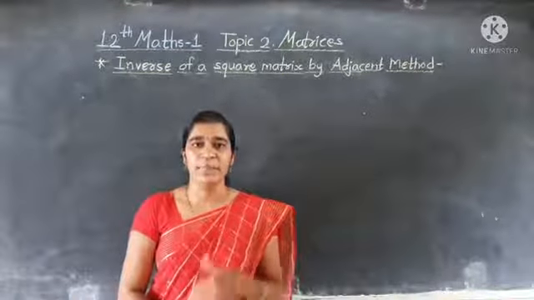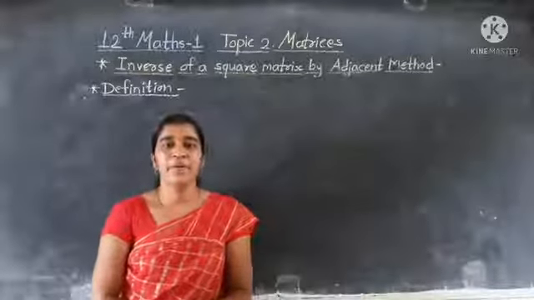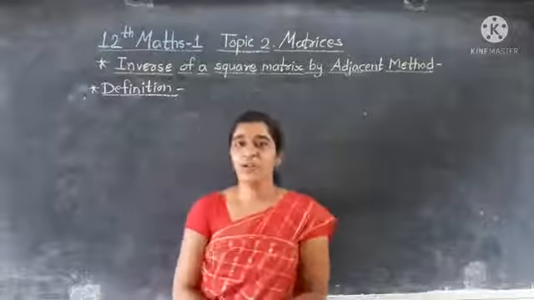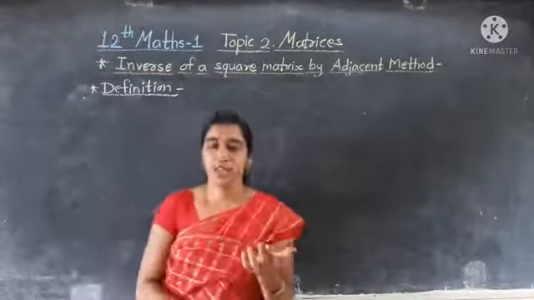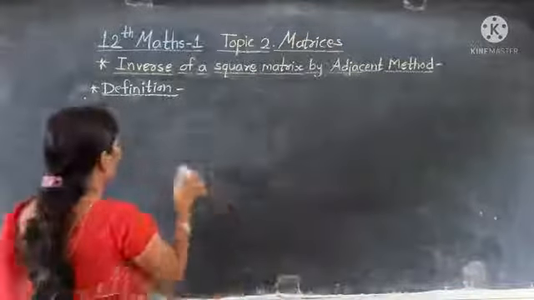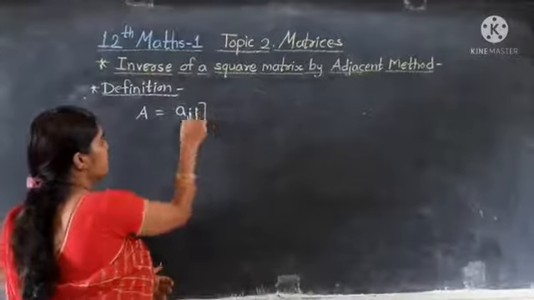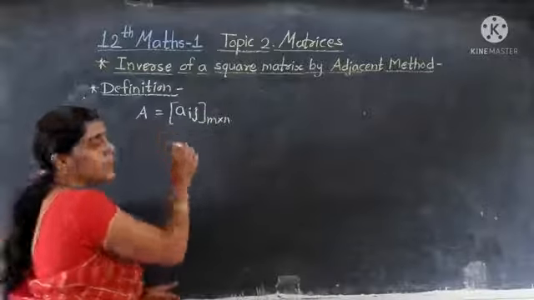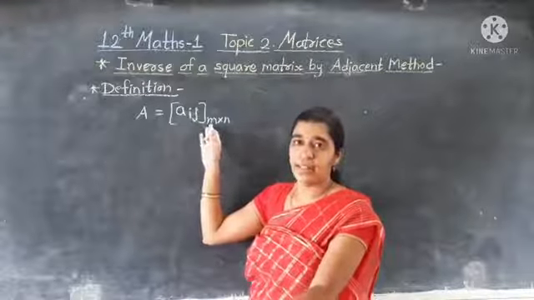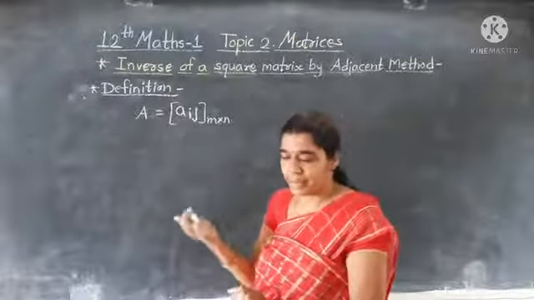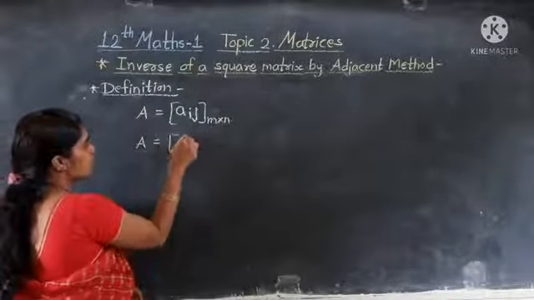Today we will see the adjoint method of finding the inverse of a given matrix. So let's start. Before starting examples on this adjoint method, we will see the definition of adjoint. Suppose A is equal to Aij, a square matrix of order n by n. The adjoint of the square matrix A is defined as the transpose of the matrix Aij.